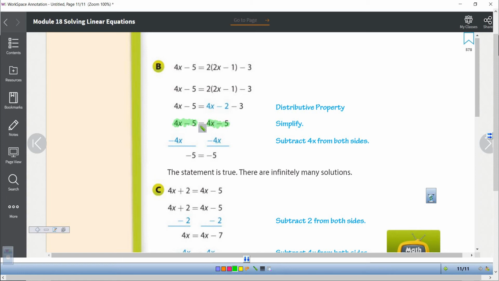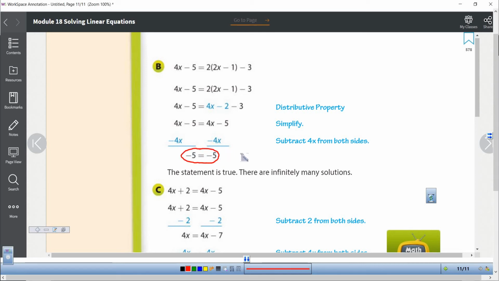Right there, we now have an equation where the left side and the right side are equal. Now think about it. What are we trying to do? We're trying to find the value of the variable that makes the left side and the right side the same. But they're the same. So what could I put in for x that would make 4x minus 5 equal 4x minus 5? I could put in anything. Now, they didn't stop there, although you certainly could have. They subtracted 4x from each side, and they got negative 5 is equal to negative 5.